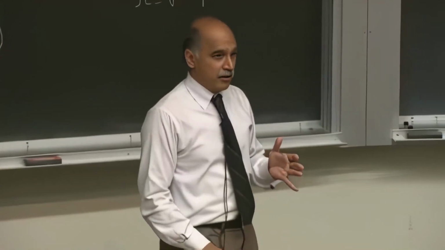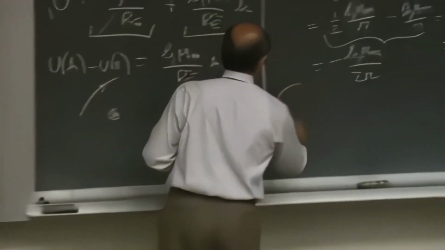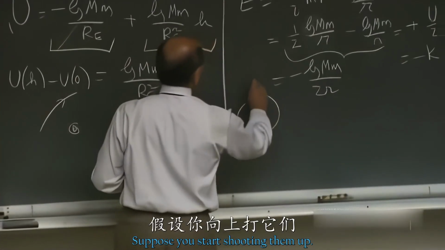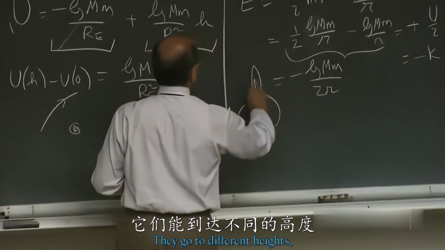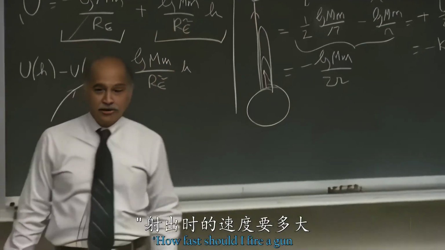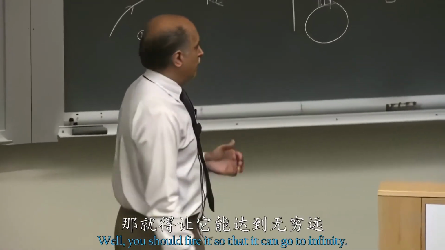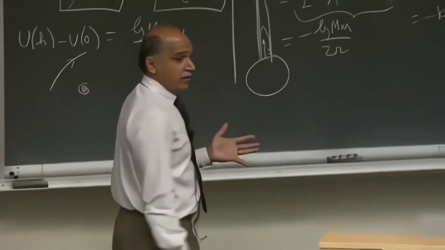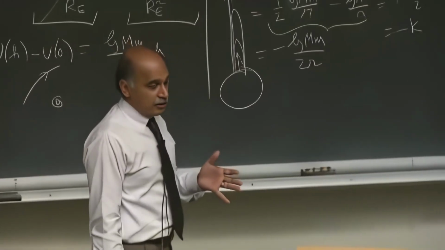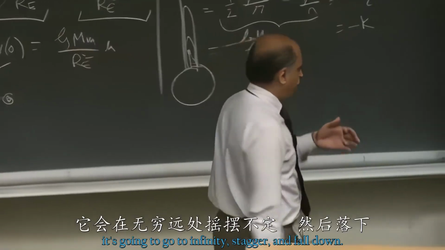That's the dividing line. So if you're near the Earth and you want to shoot something, you can pick it in any direction you want. Suppose you start shooting them up. They go to different heights. And one day you don't want it to come back. You can ask yourself, how fast should I fire a gun so the bullet never comes back? Well, you should fire it so that it can go to infinity. When it goes to infinity, you want to just manage to get there. It's going to go to infinity, stagger, and fall down.